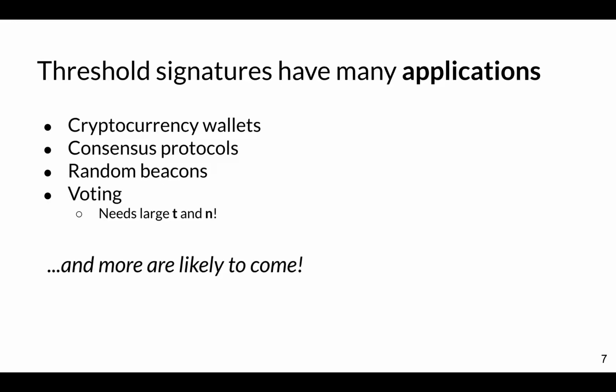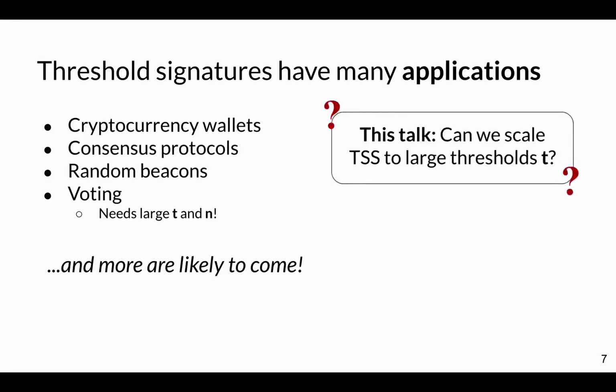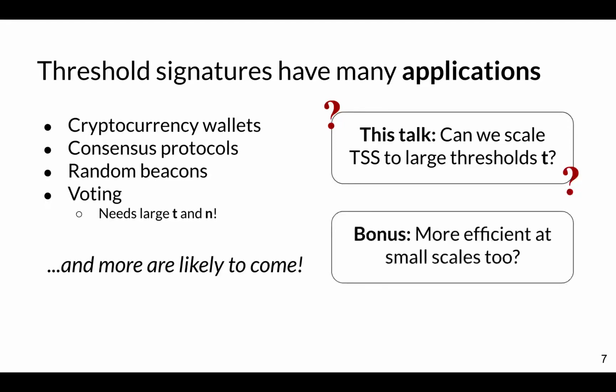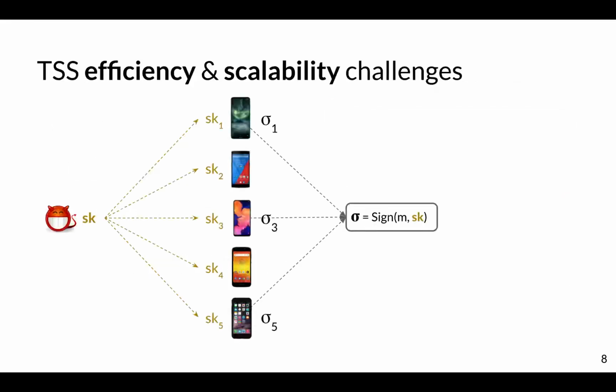And I think more applications are likely to come if you think about this decentralized future that some of us are hoping for. And in this talk, we want to prepare for this future by scaling threshold schemes to really large thresholds T. And I say threshold signature schemes, but actually our techniques will apply to any threshold crypto system. And as a bonus, because this future might be really far away or might never come, who knows, we also want to get efficiency at small scales too.